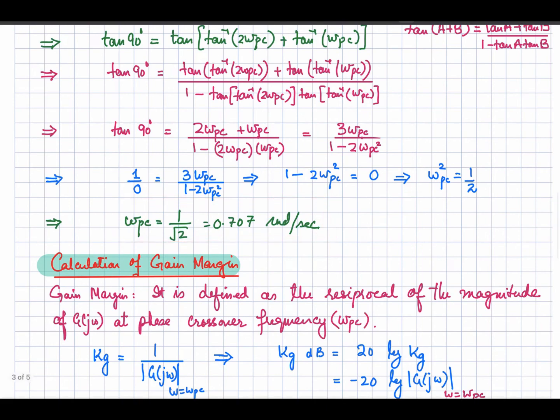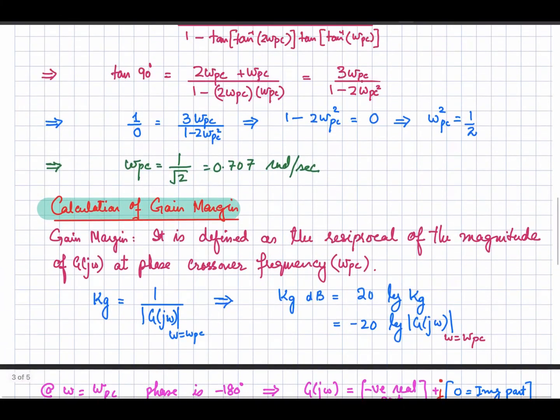Now let's calculate the gain margin. So how do we calculate the gain margin? Gain margin is 1 by the magnitude of your transfer function at the phase crossover frequency, right? So this is the gain margin. So gain margin is 1 by magnitude of your transfer function at phase crossover frequency. So the phase crossover frequency is 0.707, right? So we will be calculating the magnitude at the phase crossover frequency.